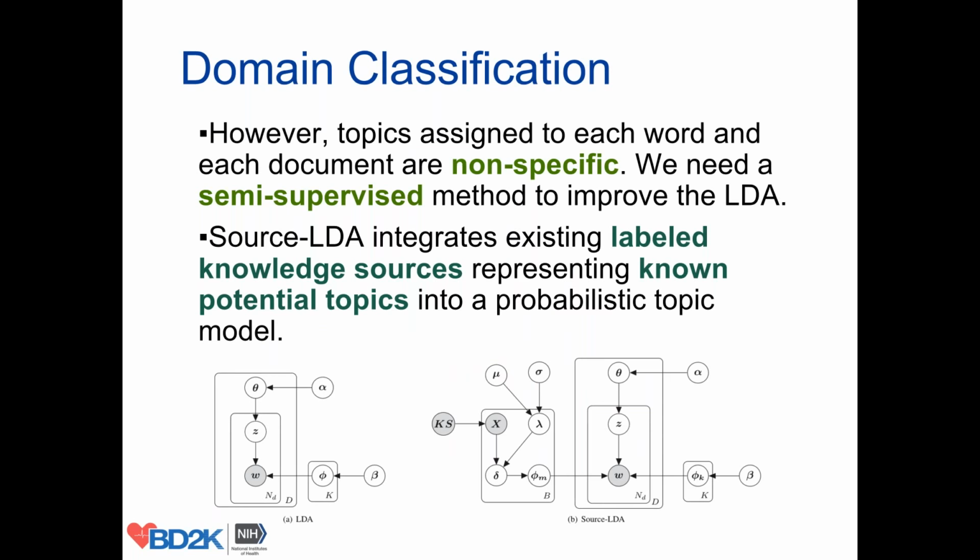However, topics assigned to each word and each document are non-specific. After the introduction of LDA, you can also find that LDA can only assign anonymous topics to documents. We only know that topic 1 is best for the sentence, "I like to eat broccoli and bananas," but not the specific name, food. Thus, we need a semi-supervised or weakly supervised method to improve LDA.